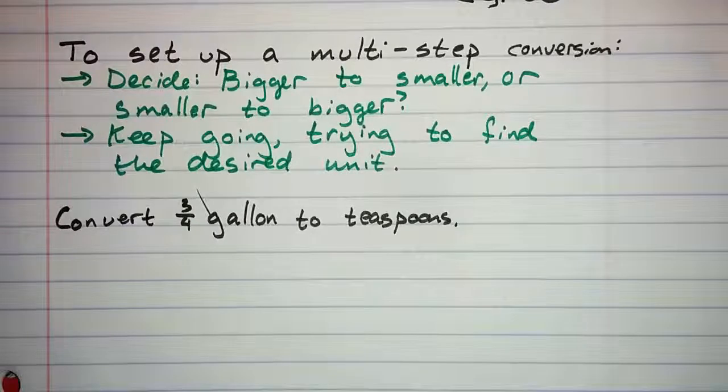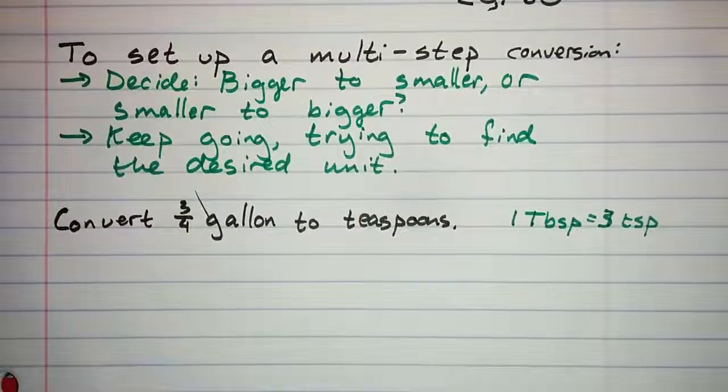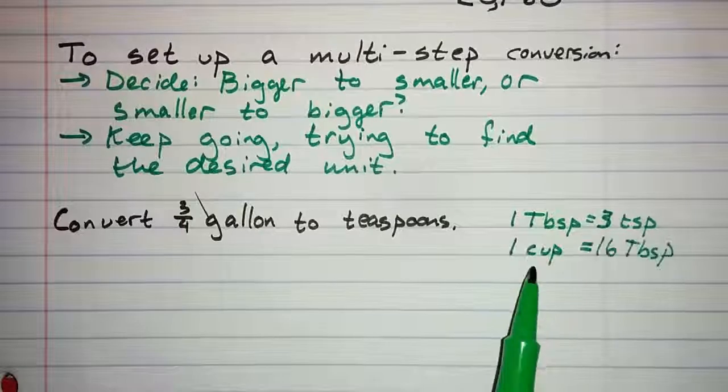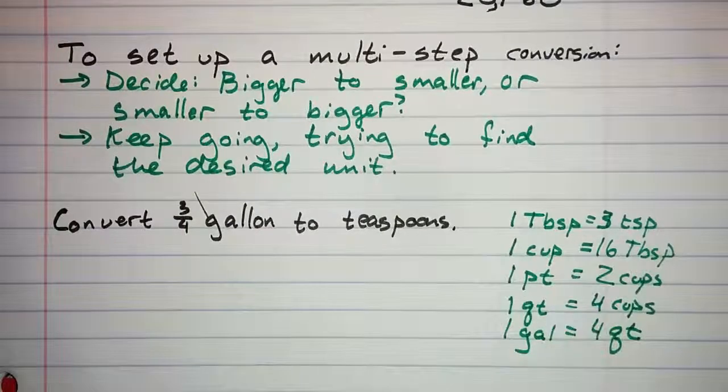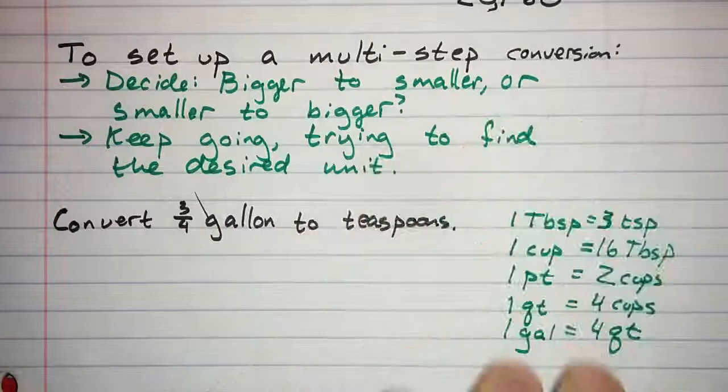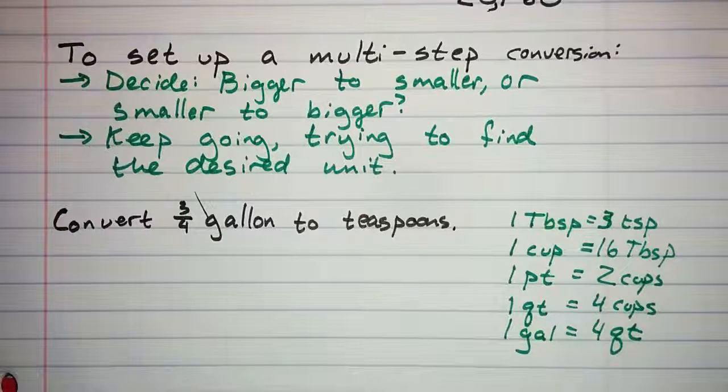Convert 3/4 of a gallon to teaspoons. And here are the conversion factors you can use. 1 tablespoon is 3 teaspoons. 1 cup is 16 tablespoons. 1 pint is 2 cups. 1 quart is 4 cups. 1 gallon is 4 quarts. You probably won't need to use all of these facts to set up your conversion factors. Pause the video and try this now.